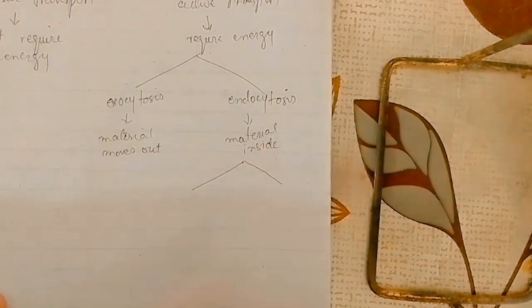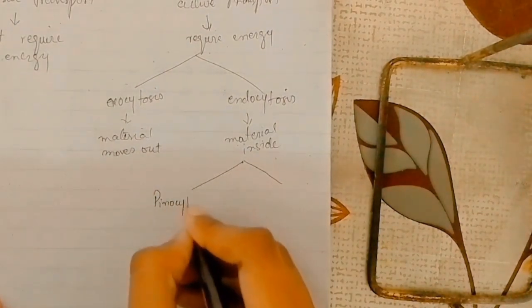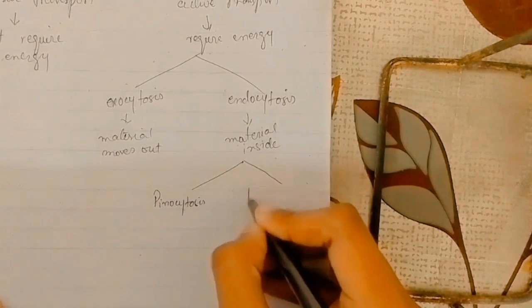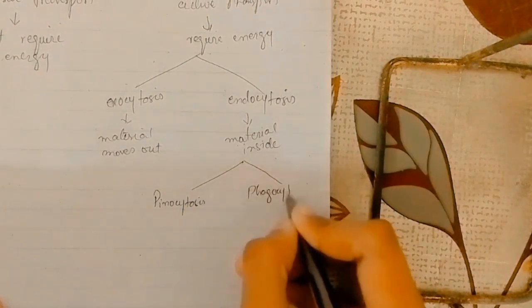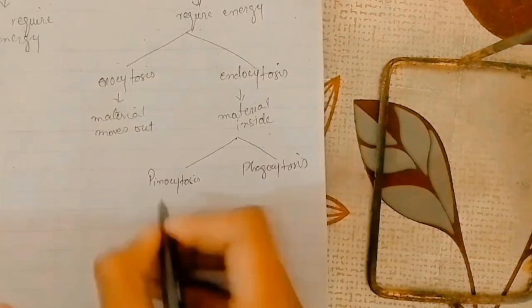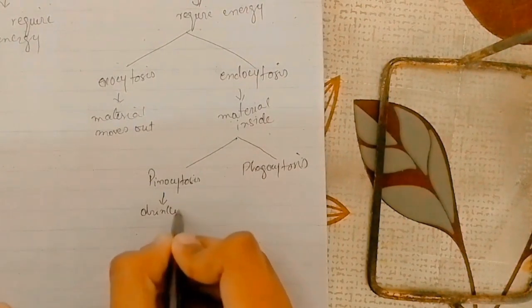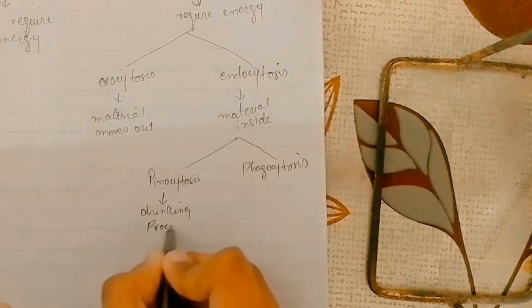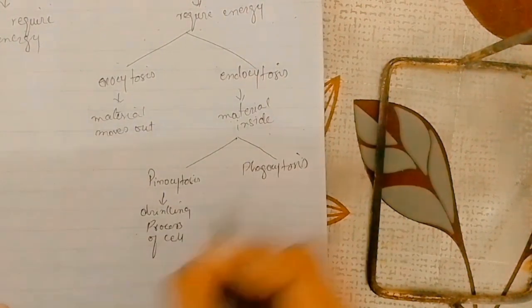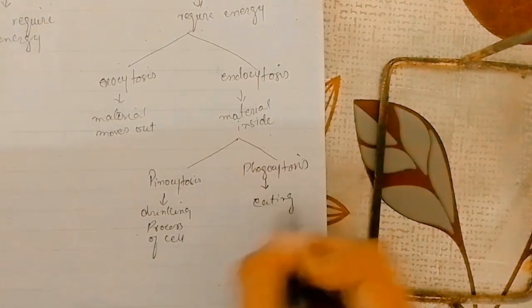Then endocytosis is further divided into two types, pinocytosis and phagocytosis. Pinocytosis is known as the drinking process of the cell, and phagocytosis is known as the eating process.